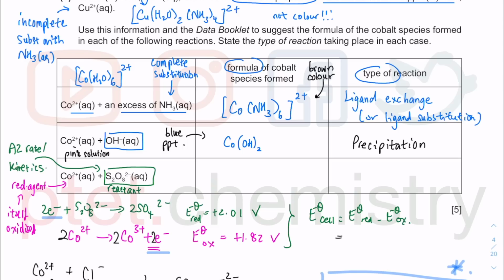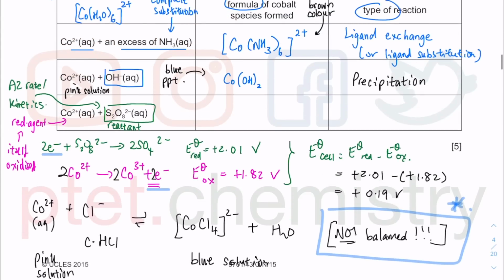So looking at that equation, my E-red is plus 2.01 minus bracket plus 1.82. Without even doing it, you can see that this is going to be positive. And there is something in the new syllabus, so your calculator will not show you the plus, but as with anything physical chemistry, sign, value, and unit, we know that this is greater than 0. So the E cell is greater than 0.